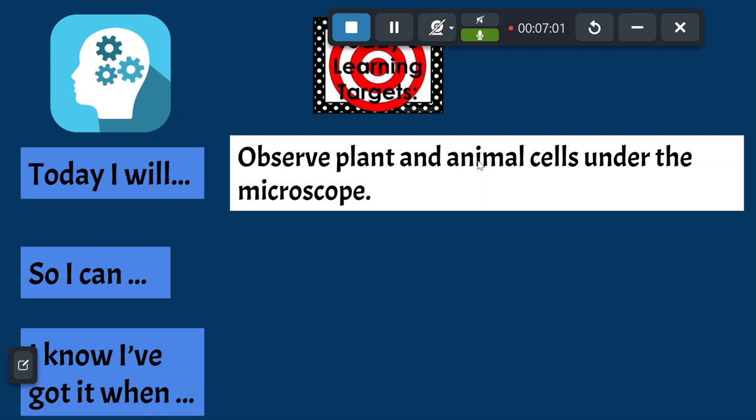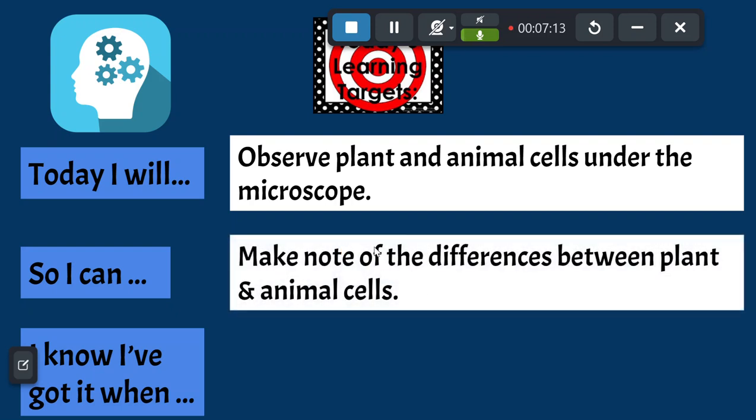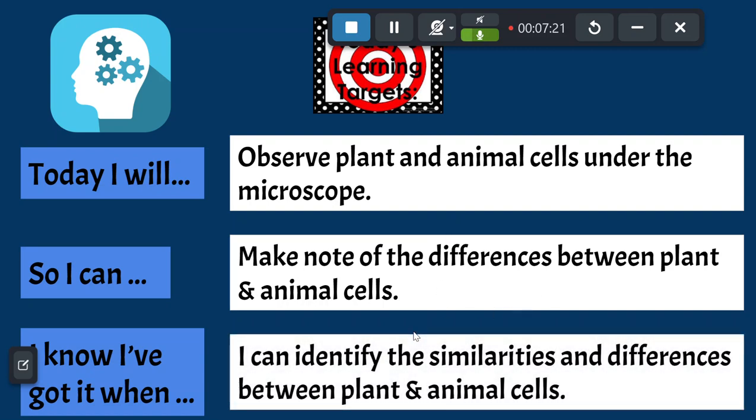All right, so today you will be observing mostly plant cells. We actually observed animal cells last class, and we decided not to do any new animal cells on today's class. We will observe animal cells in our next class, though. So we observe plant cells so that we can think about the animal cells we've already seen and the plant cells we're looking at now, and try to make a note of differences between plant and animal cells. And we'll know that we got it when we can identify those similarities and differences between plant and animal cells.